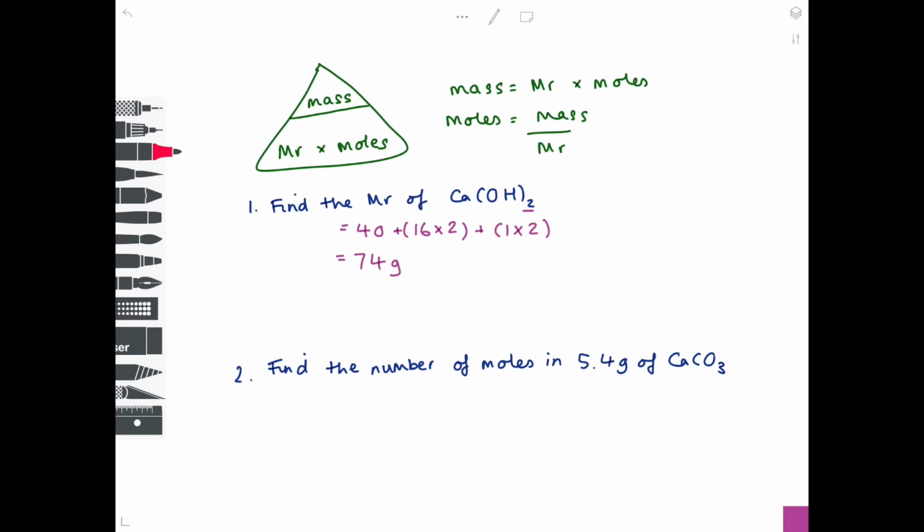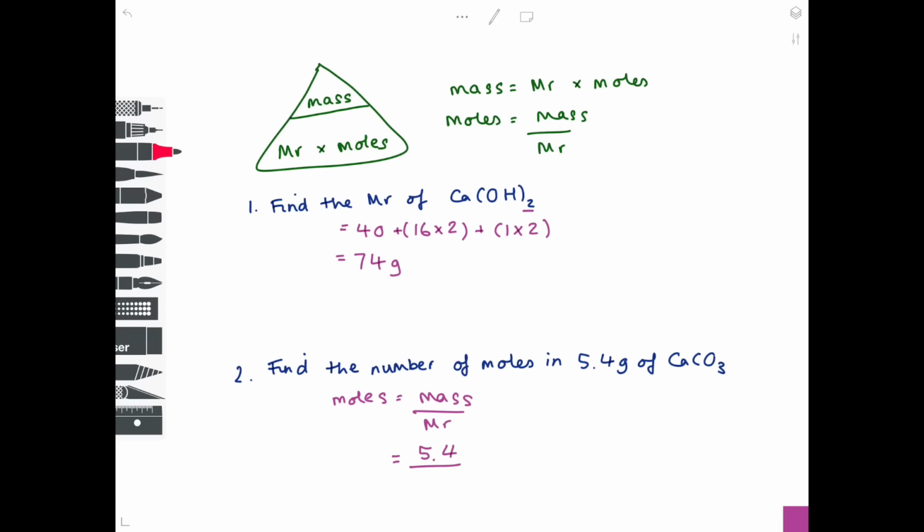Now looking to find the number of moles in 5.4 grams of calcium carbonate. So I like to write out the equation I'm using, it's good practice. Stops you making silly mistakes. So using my formula triangle, I see it's mass divided by mR. We've been given the mass in the question, which is 5.4.